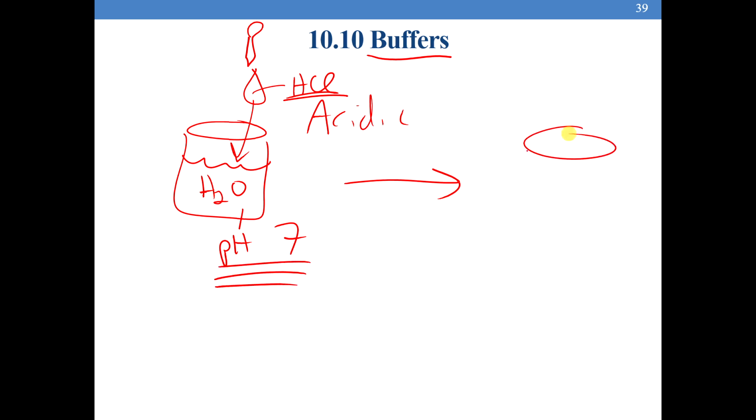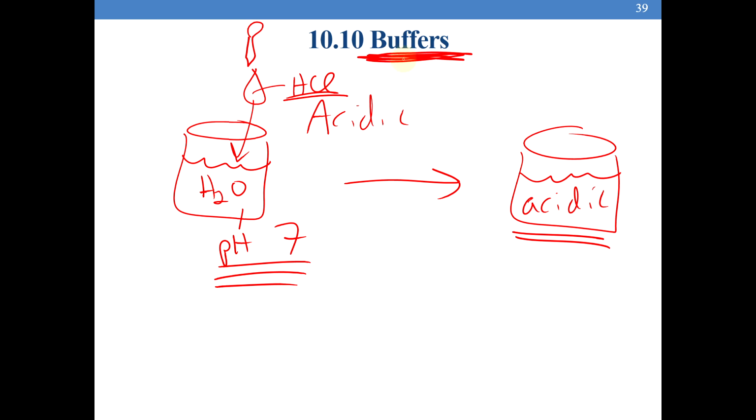So this beaker now is basically going to be very acidic. Regardless of whatever the pH is, it's definitely going to be less than 7. Okay, it doesn't matter what it changes to, but the water doesn't do anything to resist the change in pH, and therefore this new beaker, the one on the right, is definitely acidic. Okay, so buffers, what they do is they resist change in pH.